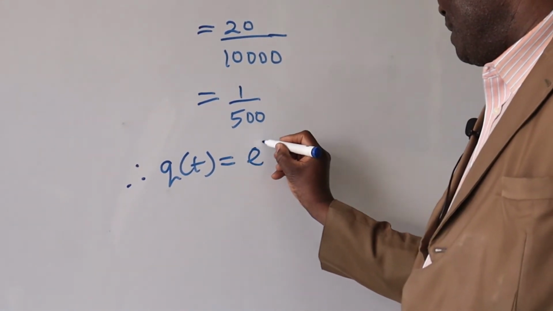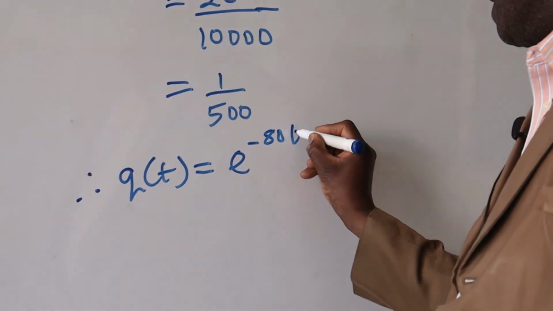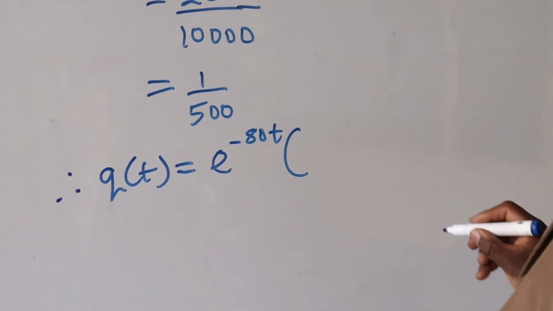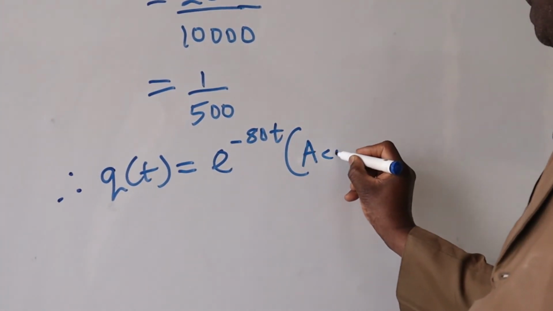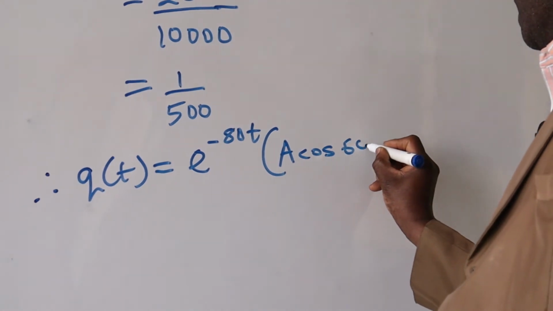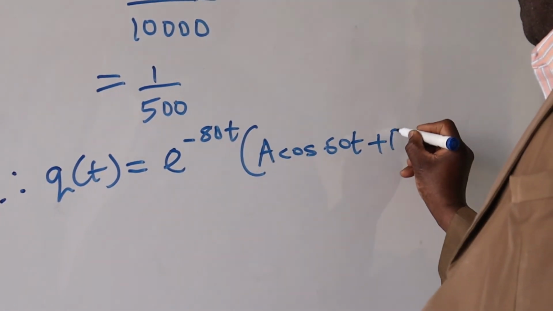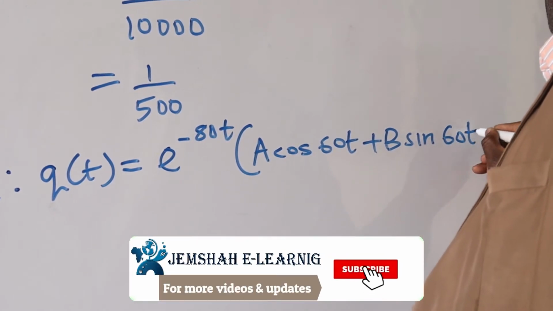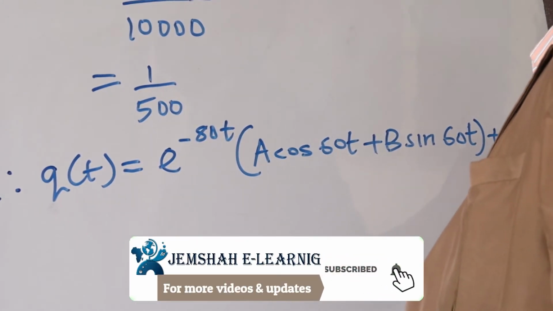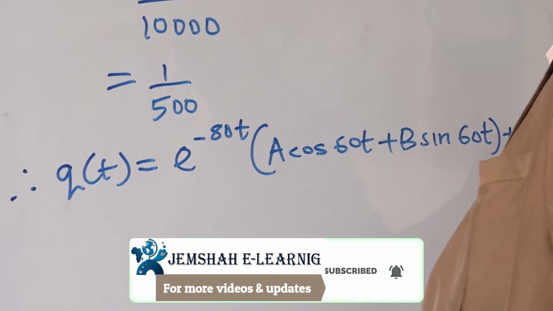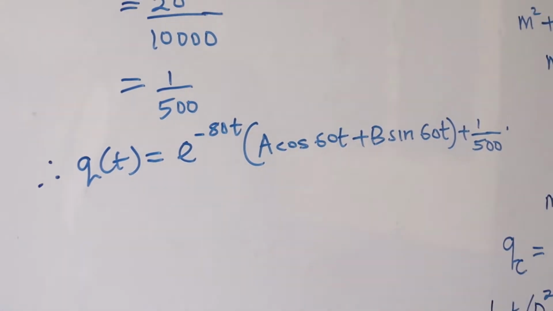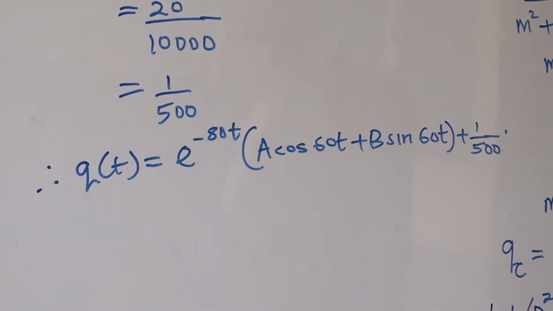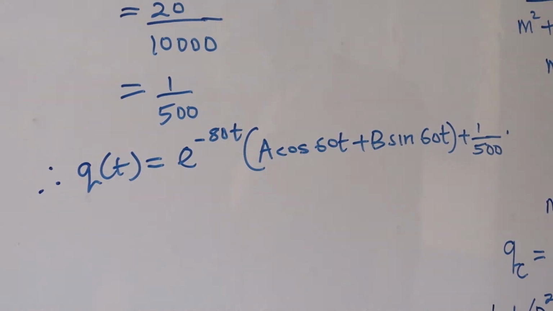which is e power minus 80t into a cos 60t plus b sine 60t plus 1 all over 500. And that is the expression for our charge.